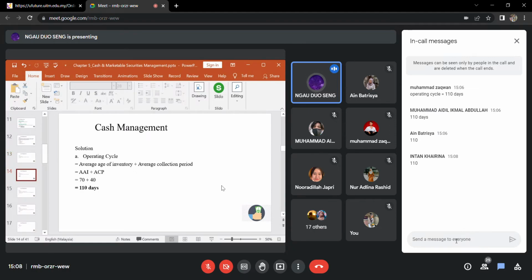All right, so we check. So we have 70 plus 40, we have 110 days for operating cycle. Next, we have calculate for cash cycle. So we have operating cycle minus average payment period, which is equal to average age of inventory plus average collection period minus average payment period. So you calculate.